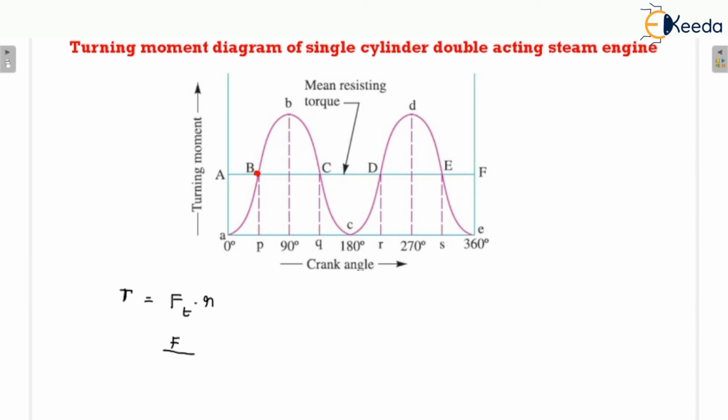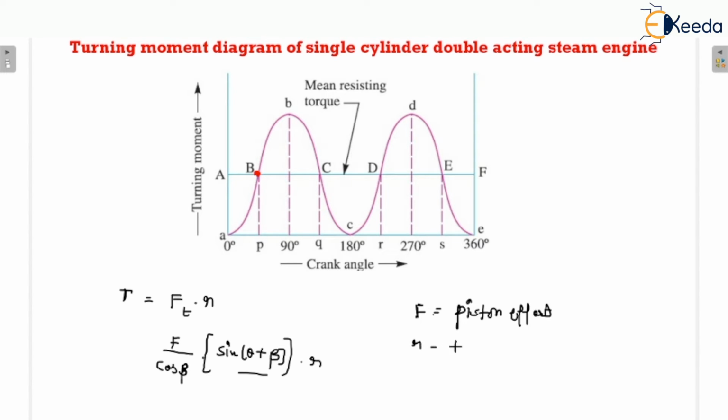So what is the formula? We know that T is equal to F upon cos beta, multiplied by sin(theta plus beta), multiplied by R. Here F denotes the piston effort, and R denotes the radius of the crank.